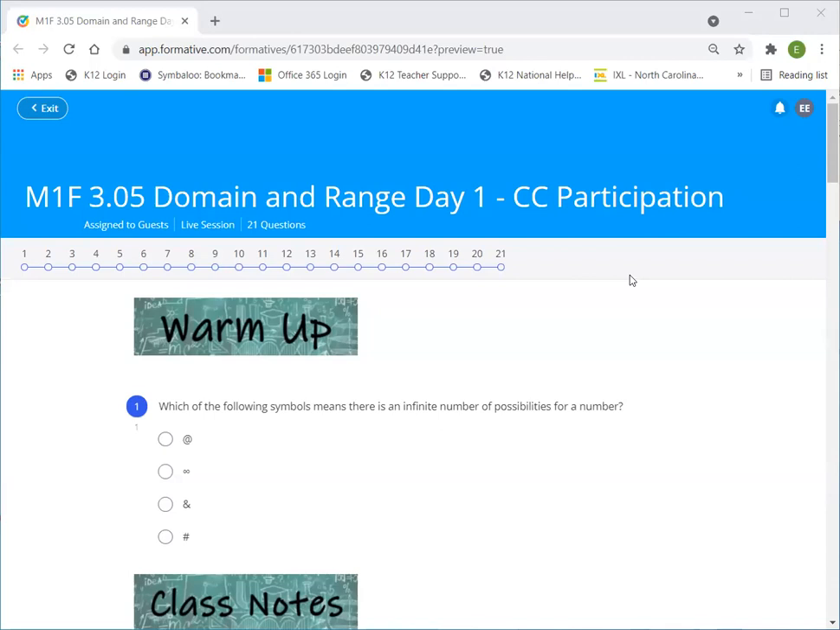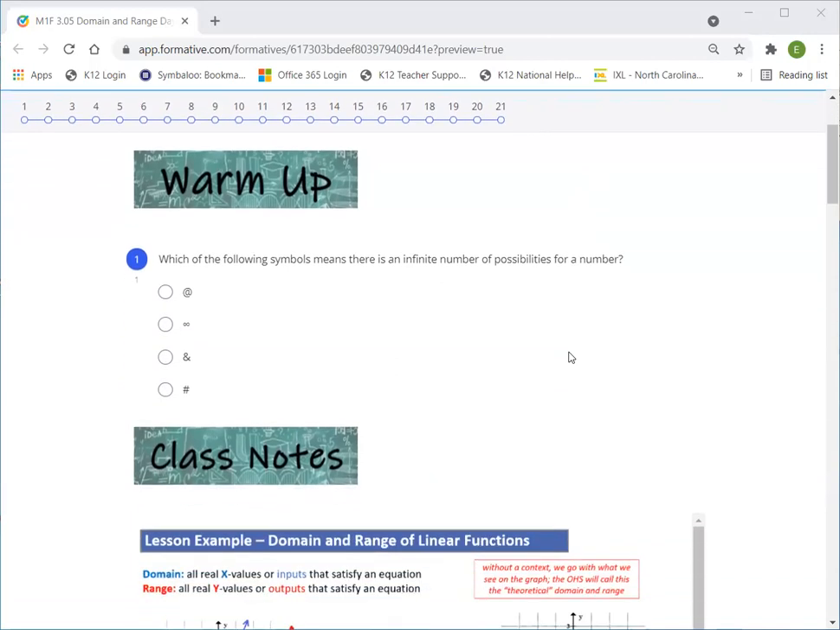So today, your Go Formative is 3.05 Domain and Range, Day 1, Class Connect Participation. So I have it pulled up here. Go ahead and take a second to do the warm-up. Which of the following symbols means there is an infinite number of possibilities for a number? If you chose the infinity symbol, you are correct.